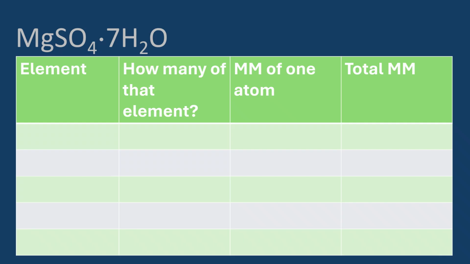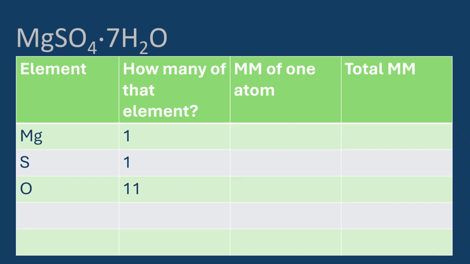Our process for magnesium and sulfur is unchanged. There is 1 of each, so we will include one of each in our chart. The oxygen count is probably the hardest to figure out, though it's not too hard. There are 4 oxygen atoms associated with the sulfate, but there is also an oxygen atom in each water molecule, and there are a total of 7 water molecules. The 4 from the sulfate and the 7 from the waters give us a total of 11 oxygen atoms.